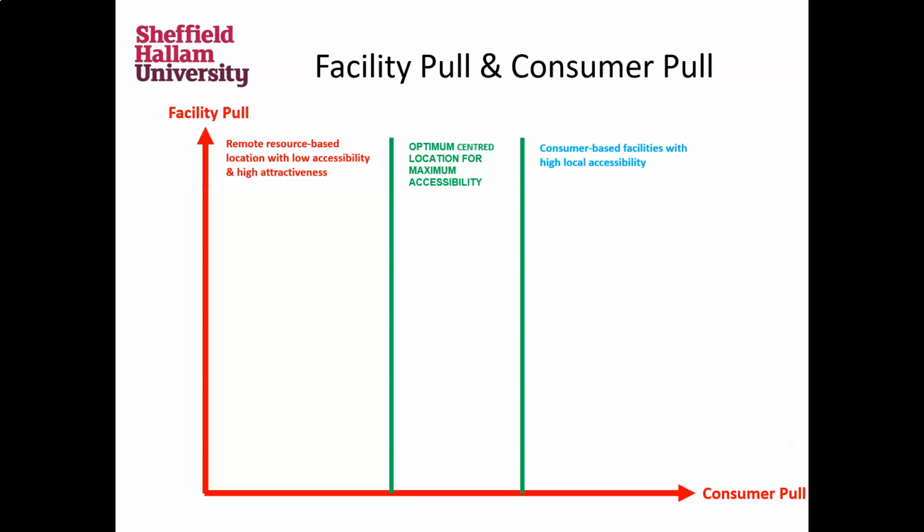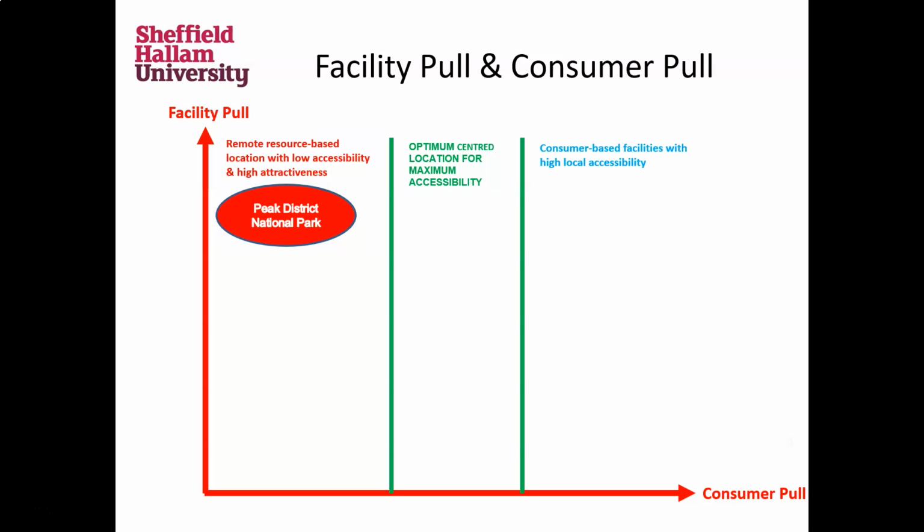So just thinking about Sheffield and the area around Sheffield, let's try and map onto this diagram some of these kinds of facilities or sports resources, if you like. So if we start over here, we've got a remote resource-based, so natural resource-based location with low accessibility and high attractiveness. So we've got on the edge of the city, which is quite accessible to people in Sheffield, which accounts for the high number of people who actually travel and do sport and physical activity and outdoor recreation there.